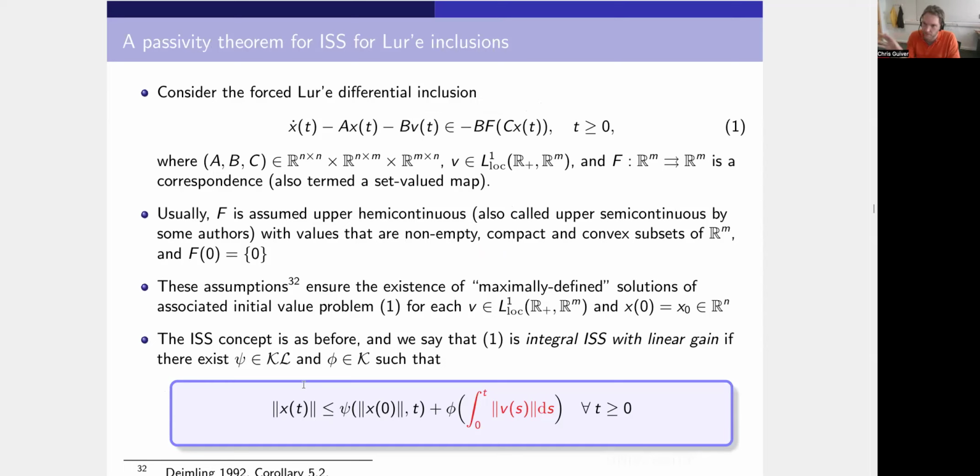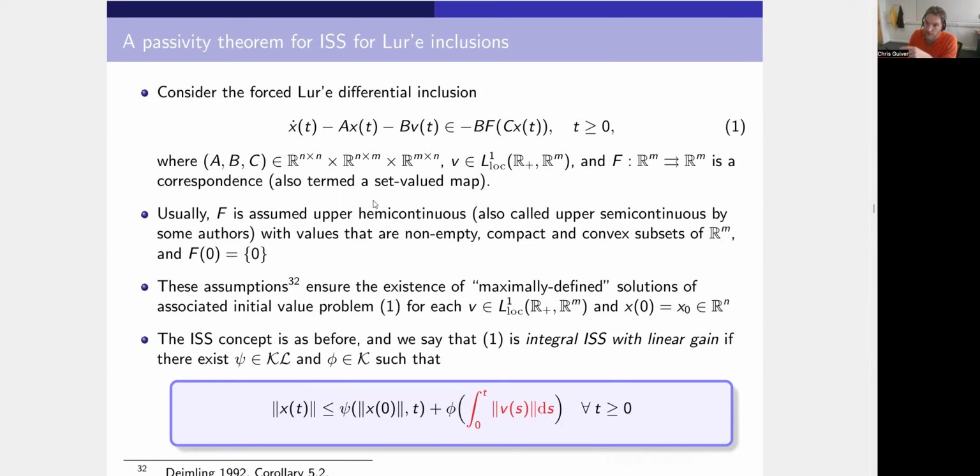So that's my background on the various areas. I've now got to the new results for this talk. So we're considering the following forced Lur'e differential inclusion. It's already been shown, but x dot is minus Ax minus Bv. I've actually picked the negative feedback convention here, so v belongs to minus BF(Cx(t)). So A, B, C are my linear data as shown.